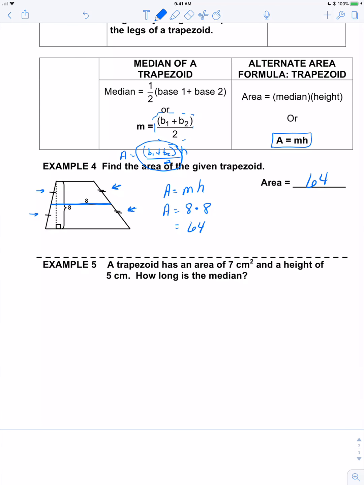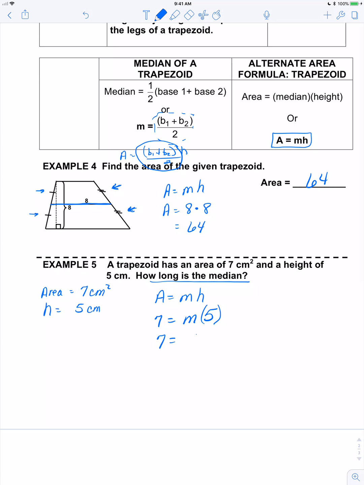Okay, a trapezoid has an area that's 7 centimeters squared. The height is 5 centimeters. How long is the median? Well, remember we have this new formula. If we know the median, we can just use area is median times the height. We know area is 7. We're looking for the median. The height is 5. Okay, and so that's all multiplied together.